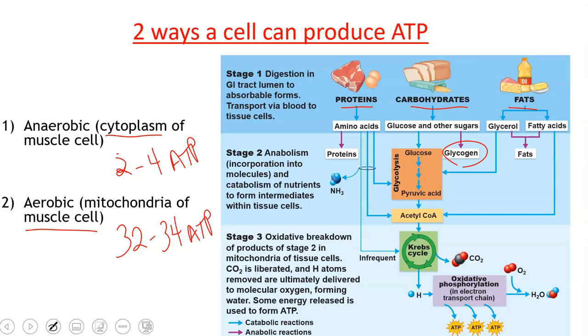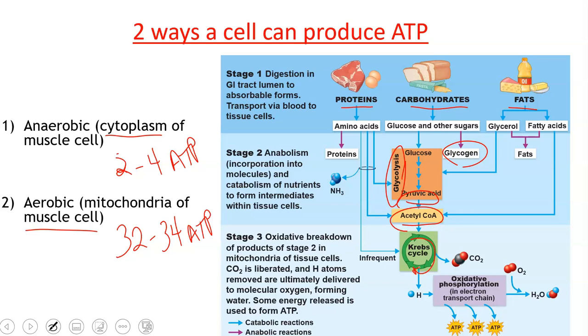So one of the main anaerobic processes is called glycolysis. And so glycolysis is going to give us 2 ATP. And then we end up getting acetyl coenzyme A. Well, we get pyruvic acid, and then we get acetyl coenzyme A. Acetyl coenzyme A will enter into this cycle called the Krebs cycle and give us a couple more ATP.